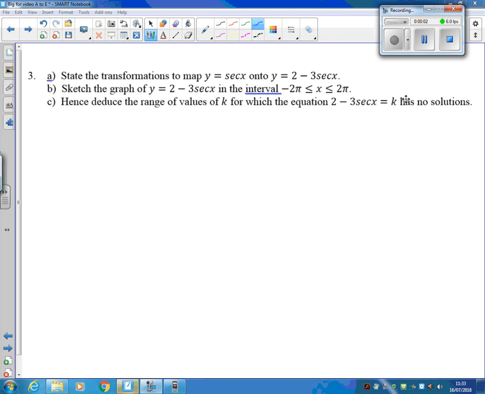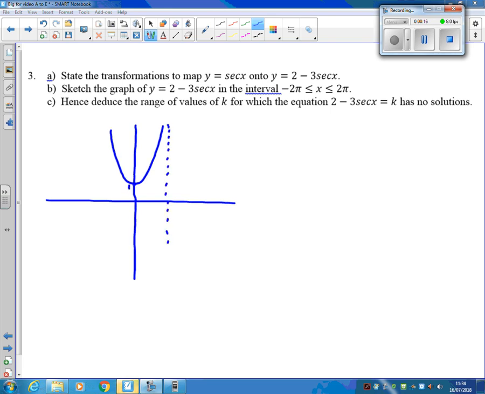Question 3 is a nice question. You've got to know your sec graph. So the sec graph here has this part here crossing down here at 1. Then you have your asymptote here when the cos is equal to 0, so that's 90 degrees or pi over 2 here. And then you get the other part, which is down here, this point here being minus 1.